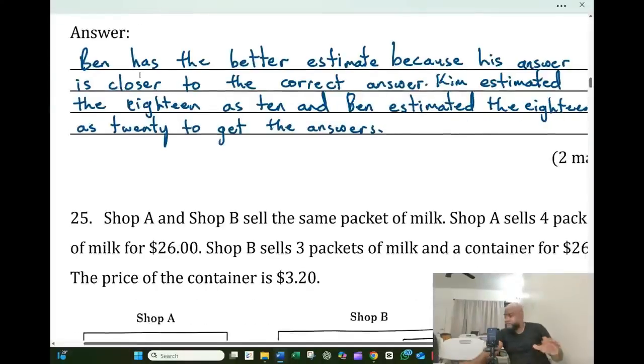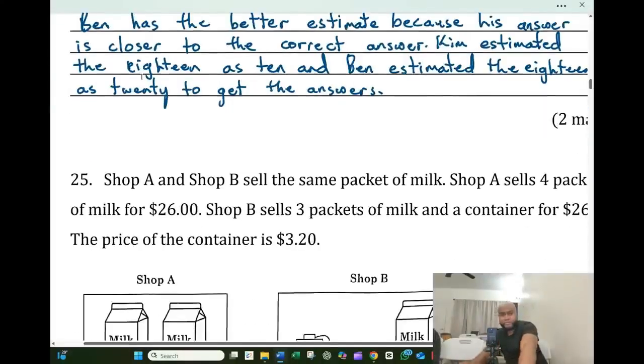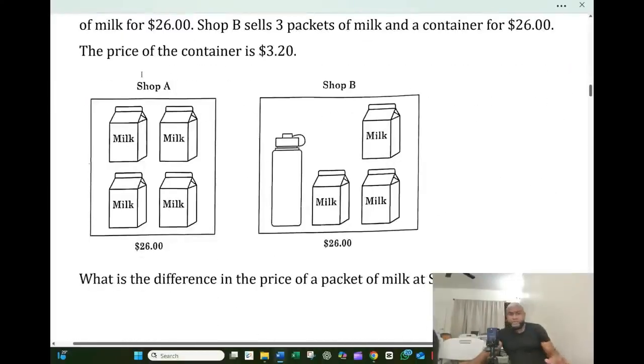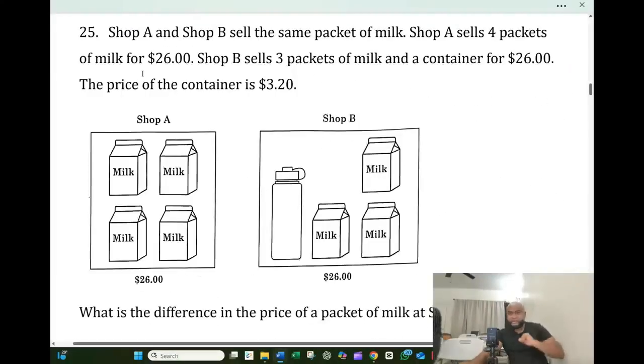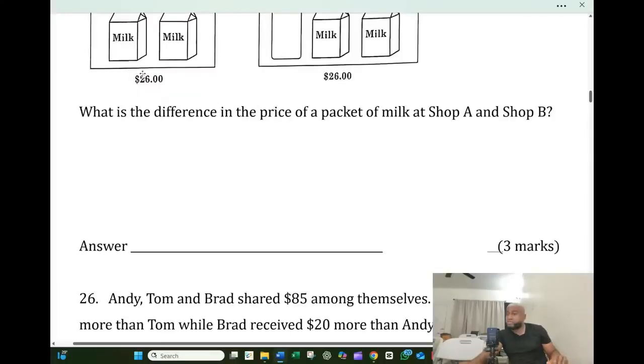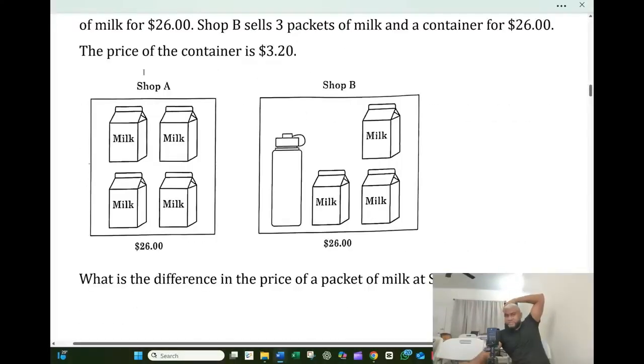So let's work. We go in here now. How many marks is this question? Hold up, 3 marks. So I give you all 2 minutes. Let's work.